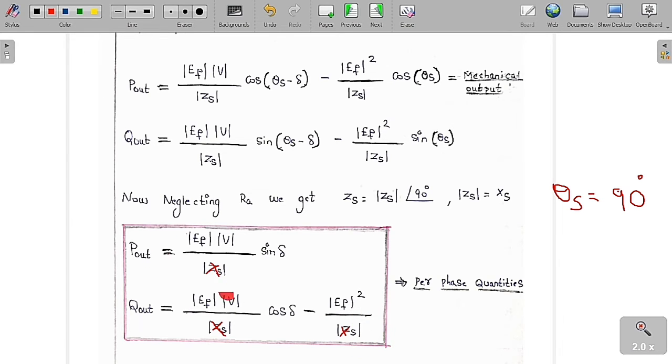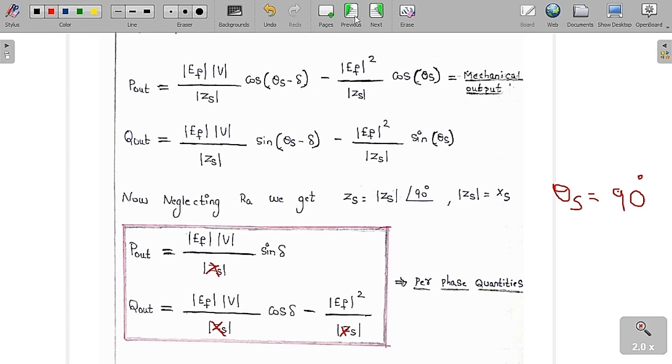So these are the expressions that we are going to get whenever we neglect the RA. The per phase active power output is mod of EF into mod of V by mod of XS sin delta, and the per phase reactive power output is equal to mod of EF into mod of V by mod of XS cos delta minus mod of EF whole square by XS. So these are the equations that you always need to keep in mind.